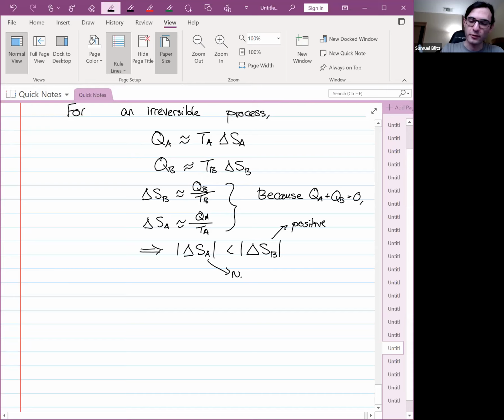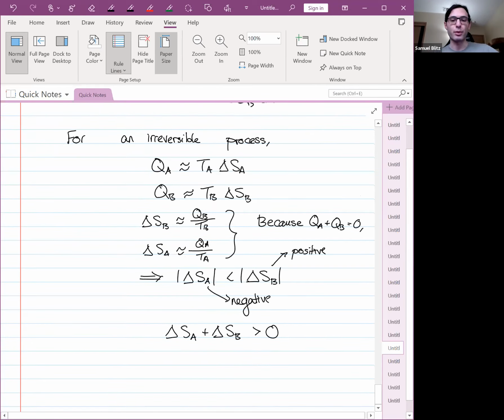this one is negative. The end result is that the sum of the changes in entropy of the whole thing, delta SA plus delta SB, well, this is a bigger negative number than this one is small. So this whole thing is greater than 0. This would be like, you have like 5 here and you have like -4, right? So you would still end up with something greater than 0.